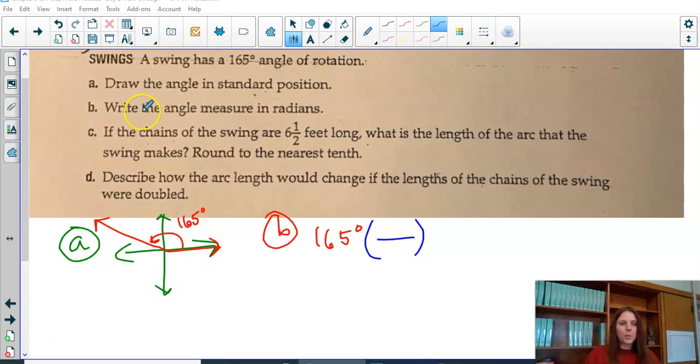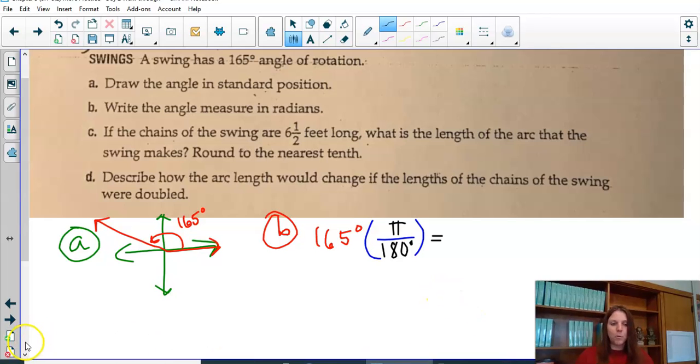Letter B is just asking you to write that angle measure in radians. We've done a bunch of these. So I just set it up like this. I'm going to put the 180 degrees in the denominator. That's the degrees, and the pi at the top. And what I'm going to do now is reduce this fraction. I'm not going to put the pi in the calculator. Anytime it's asking me to write a measure in radians and it doesn't specifically say decimal, then I know I'm going to reduce it without the pi.